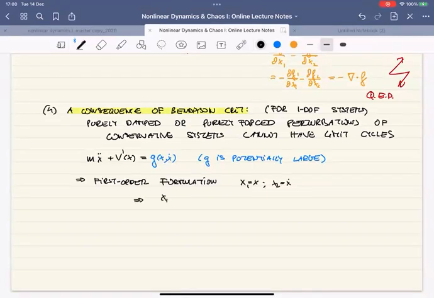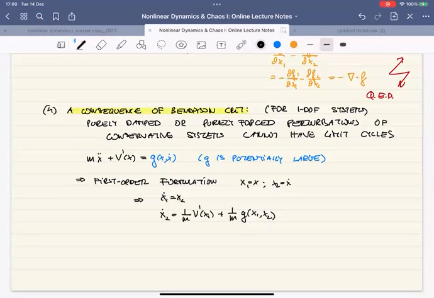As a result, I have x1 dot equals x2, and x2 dot, which is x1 double dot. I have to divide by the mass to get to it, will be minus V prime of x1, right? So this would be the conservative part. But now I also have this additional term, and I forgot the 1 over m, 1 over m g of x1, x2. So this is what my perturbed system looks like. This covers a lot of ground. And I'm not saying that g is small.